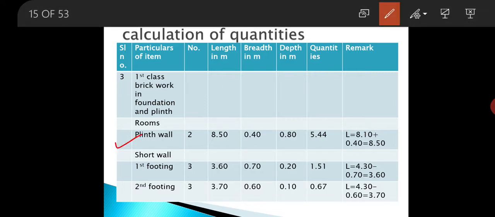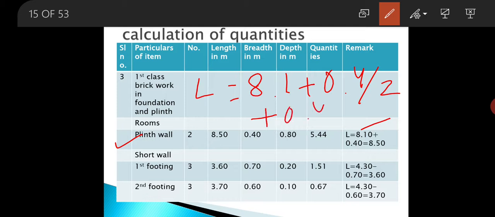Then next is the plinth wall. So the width of the plinth wall was 0.4. Then length will be equal to, with the center to center length, we will add half of the width of the plinth wall on both the sides. So this will give you the length as 8.5. Breadth is 0.4. Depth is 0.8, that is, the thickness of the plinth wall is 0.8. So by multiplying all these 4, we will get the total quantity as 5.44 cubic meter.